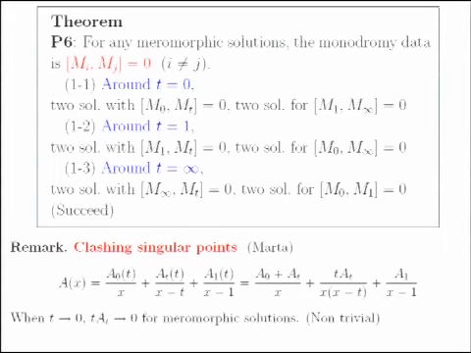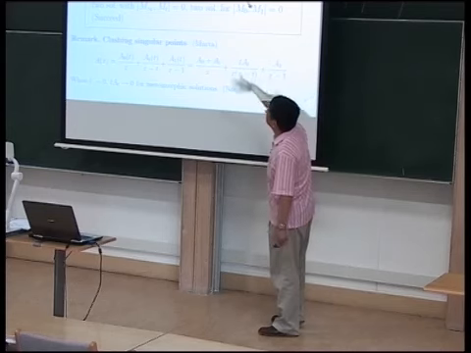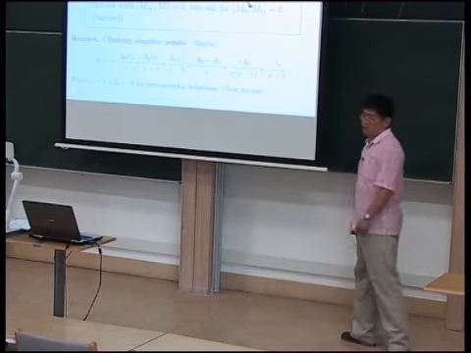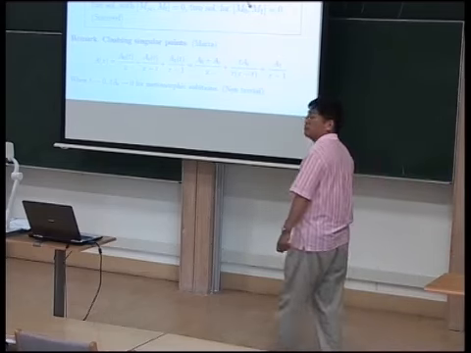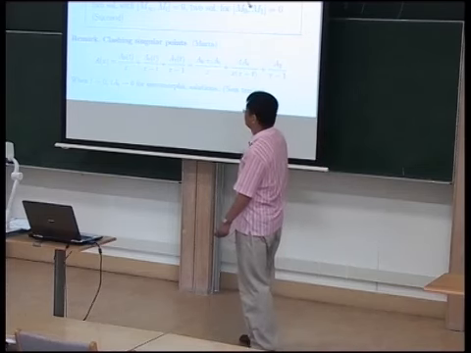But for meromorphic solutions, in this case, tA(t) goes to 0. That's why we have no irregular singularities. Then this goes to the hypergeometric equation. That's why we can determine monodromy data for meromorphic Painlevé 6 transcendents. This is the Painlevé 6 case.